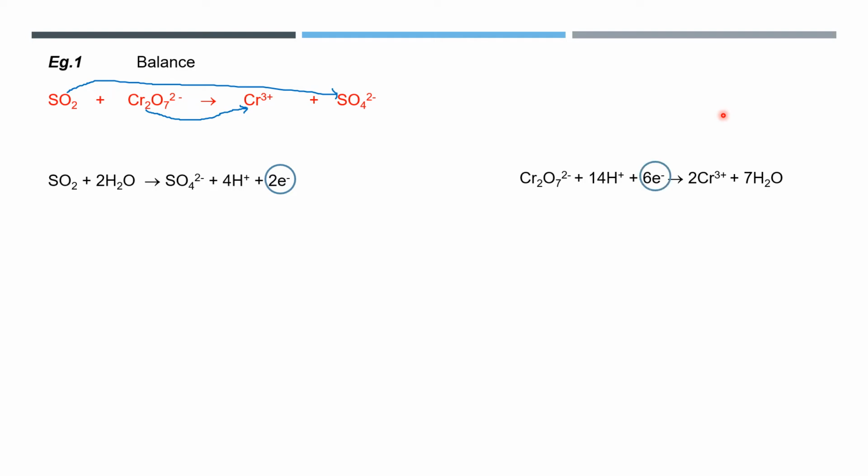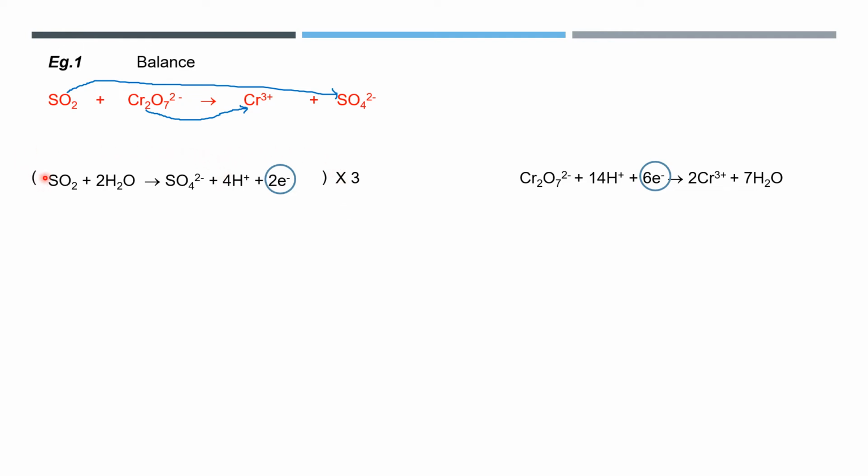Okay, you cannot make 6 into 2, but you can make 2 into 6. So we will have to multiply the first equation by a factor so we get the same number of electrons. What we will be doing is to multiply this equation by 3, so we end up with 6 electrons. When that happens, this 3 will be multiplied to all the coefficients. So all the numbers in front will be multiplied by the 3.